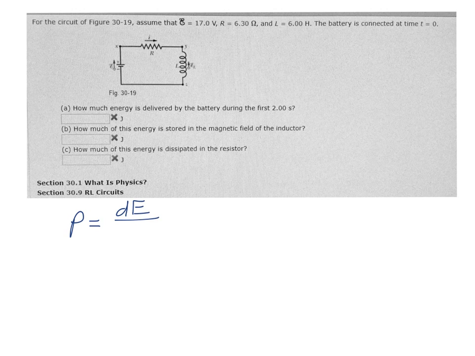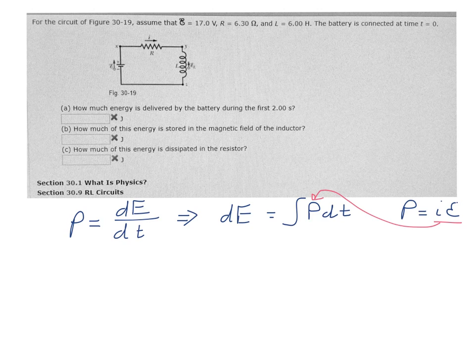Power is the derivative of energy with respect to time. So if we manipulate that for energy, it would be the integral of power with respect to time. And we know that power for a battery is I times the voltage. All right, so we're going to take this and put that into that integral, but we don't know the current.